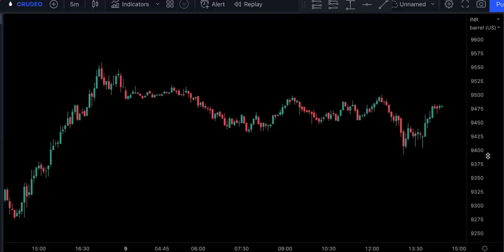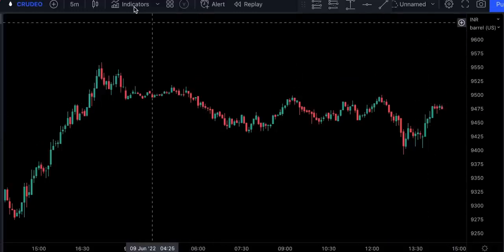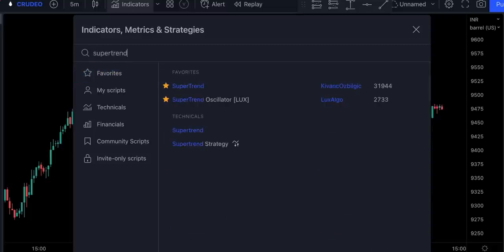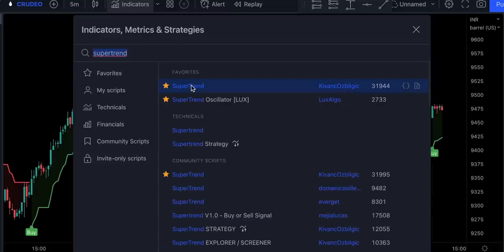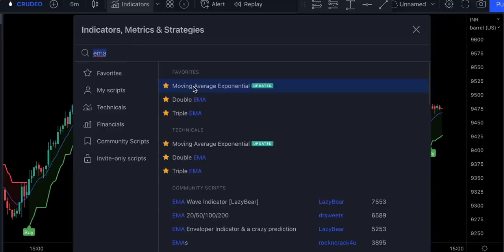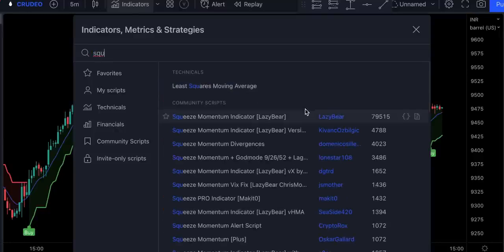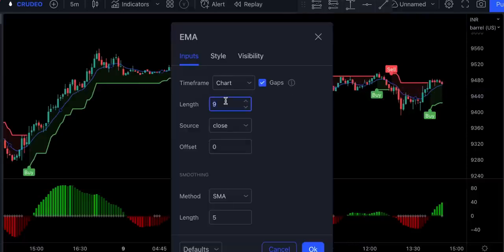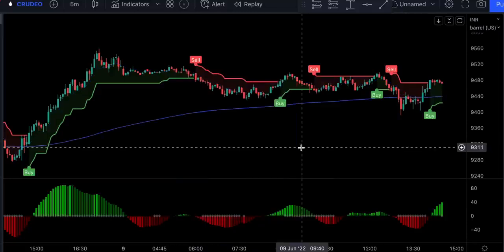Okay, we're currently looking at the price of crude oil on the 5-minute time frame, and now let's go ahead and add our indicators. For the first indicator, let's select Super Trend. For the second indicator, we're going to need to add an exponential moving average. And for our third indicator, let's add a squeeze momentum oscillator, this one by Lazy Bear. Now we need to change the length for our EMA, so let's set it at 200. We're going to keep the rest of our indicators on default settings.